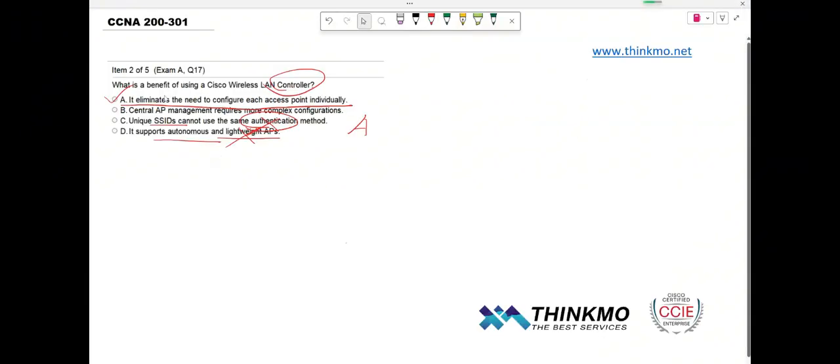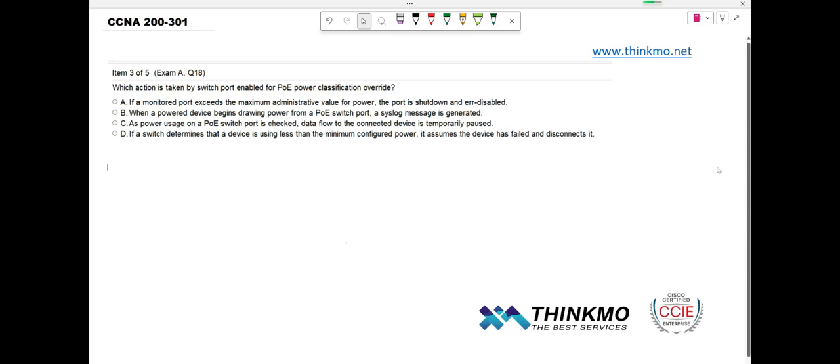All right. Let's look at the third question. The third question is about PoE switches, specifically the issue of PoE configuration. Power over Ethernet PoE is enabled. Power classification covers the functionality of power distribution. So it means that PoE is enabled on the switch. What operations will the power classification cover? For this question, the answer is option A.